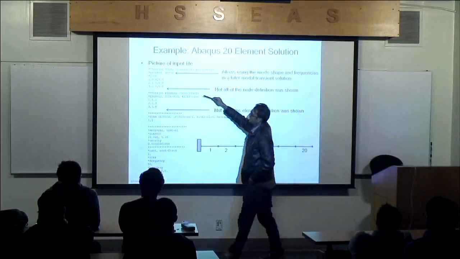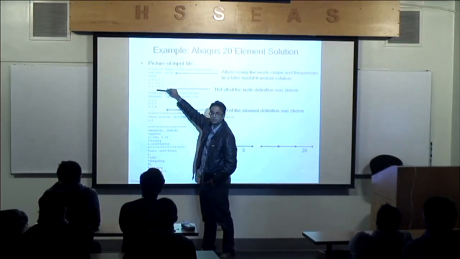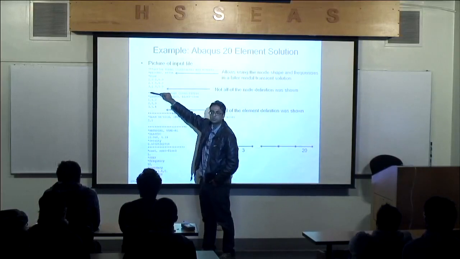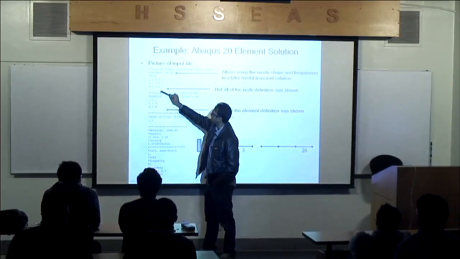Here you define the nodes, but there are 20 of them. So there's 20 of them, 21 of them, and I didn't want to write all of them, so I put 3 dots. But if you want the actual input file, we can make it available to you. For the purpose of fitting everything here, I just kind of truncated that.